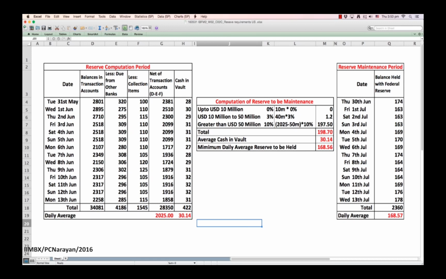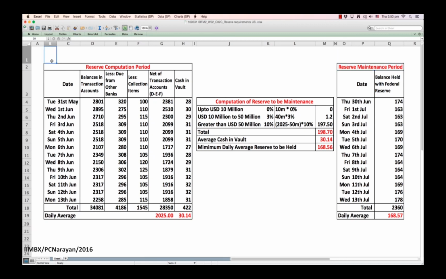Failure to maintain the minimum reserve will result in a penalty imposed by the regulator. Let's look at a spreadsheet example to understand this in greater detail. As you can see, this spreadsheet has 3 segments. The first segment is what we call the reserve computation period. The second segment is where the actual computation is done, and the third is the reserve maintenance period. Let's go over each one of them one by one.